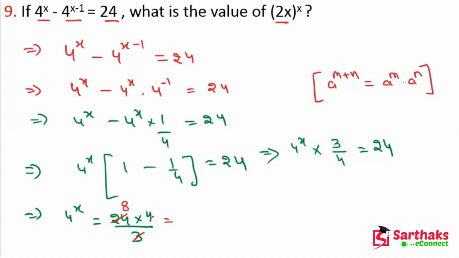So we get 8 into 4, which is equal to 32. I hope my dear friends understand these things. Okay, so now we have 4 raised to power x is equal to 32. Here we can write 32 as 2 raised to power 5.